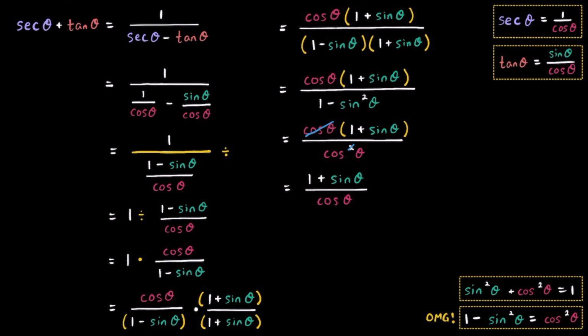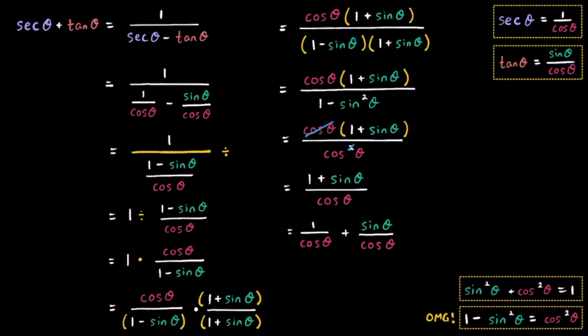Now remember, if we have a sum on top of a denominator, we can go ahead and separate that into two separate fractions if we would like to. So splitting this up into two separate fractions, we can rewrite this as 1 over cosine of theta plus sine of theta over cosine of theta. And if you need to pause the video anytime just to think a little bit, feel free to do so.